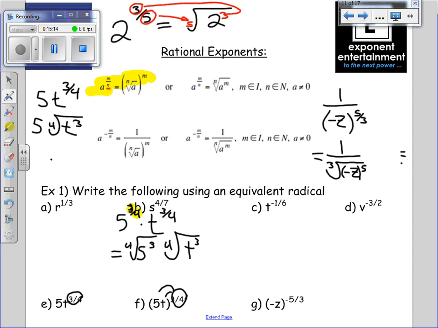Any questions about this rational exponent law? It can get confusing in a hurry. No questions? Try to get those notes down.